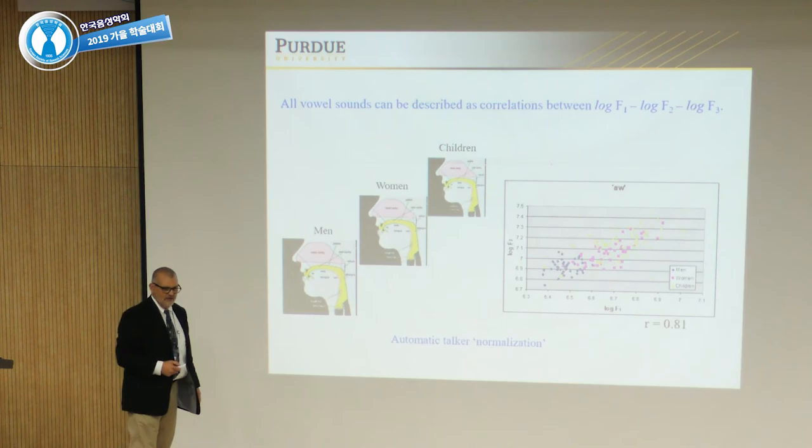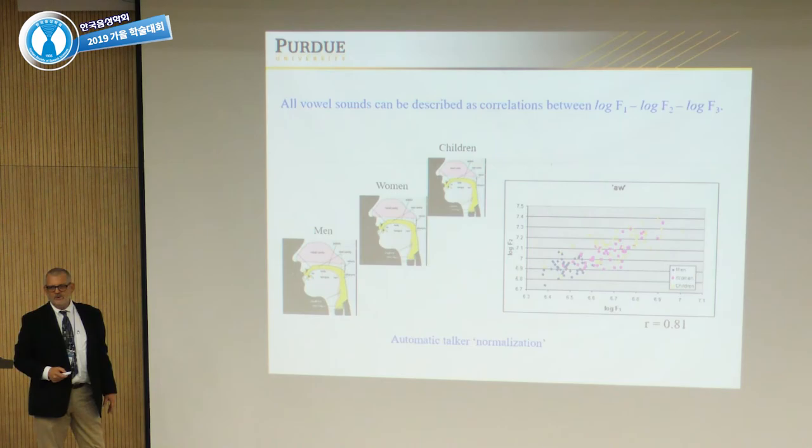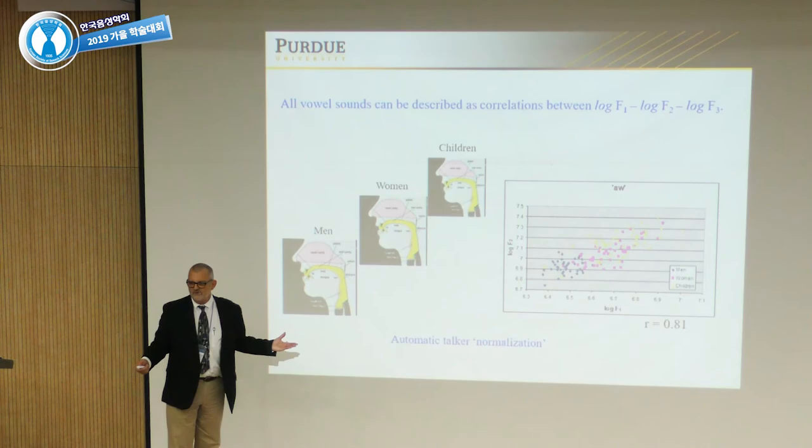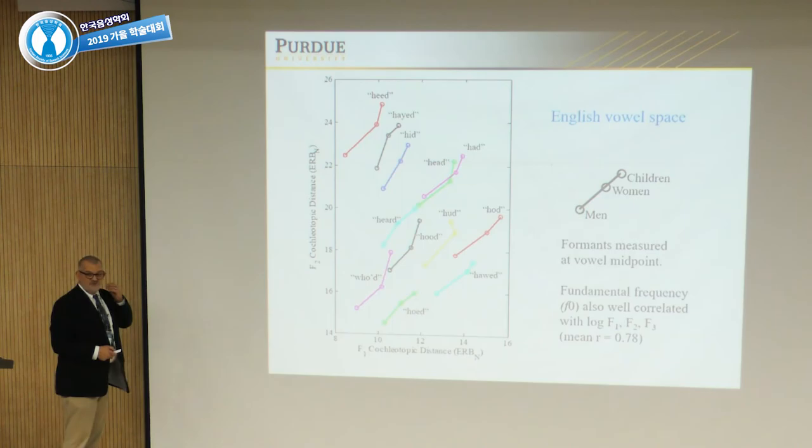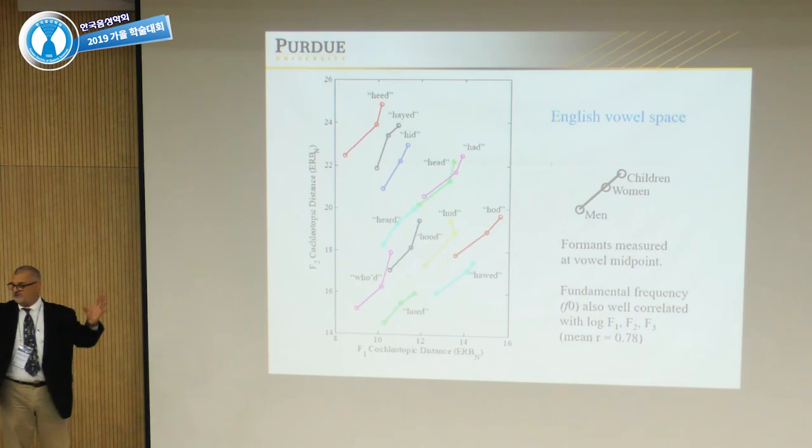But what we see is that, in fact, in this particular example, the R value is a correlation of 0.81. Why does that R value have to be 0.81? Because it's physical acoustics. For every 10% lengthening of a tube, the resonances have to go down by 10%. No choice, no mystery. So this is what I see a vowel space looking like. I don't see a vowel space of clouds.